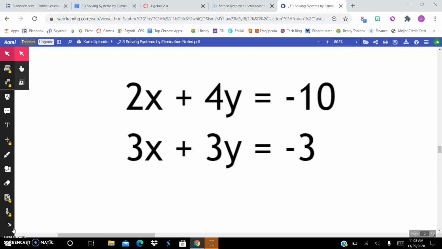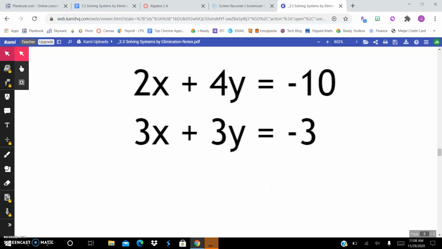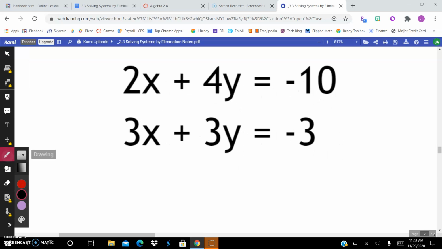If I chose the y's, 4 and 3 both go into 12. So then I would have to multiply by something to make those both 12s. One positive, one negative. So you get to pick, it does not matter. You're going to get the same answer regardless. So again, there it goes with choices. So there's no one way that's right. You get to pick. So I'm just going to do the x's because they're in the front.